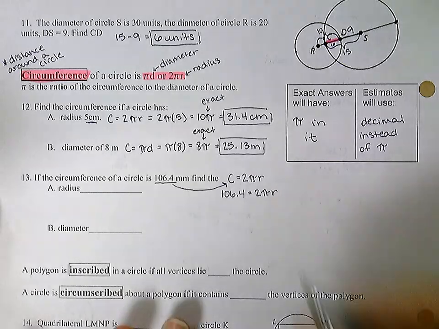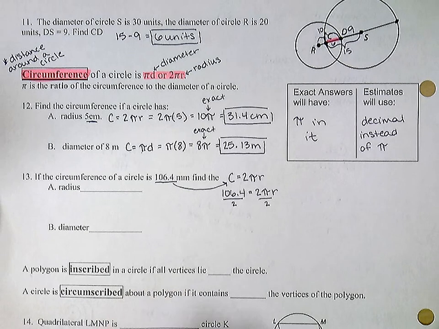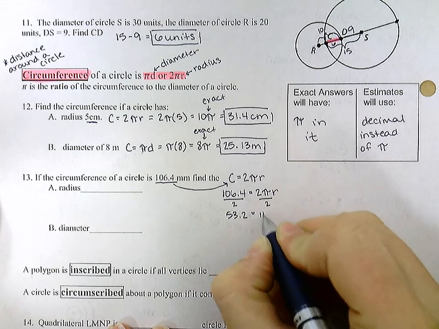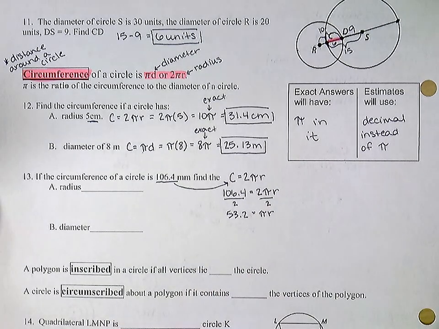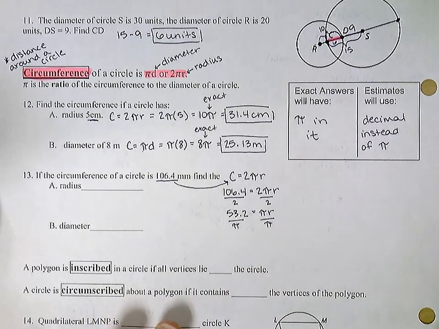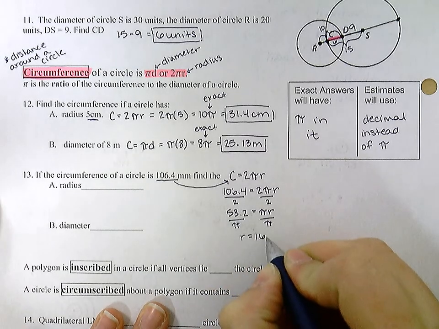So I'm going to divide by 2. I have 106.4 divided by 2 is 53.2. That's still equal to pi times r. Now, pi is just a number, so you can divide by pi to get r by itself. So I'm going to divide both sides by pi to get r is equal to 16.9.